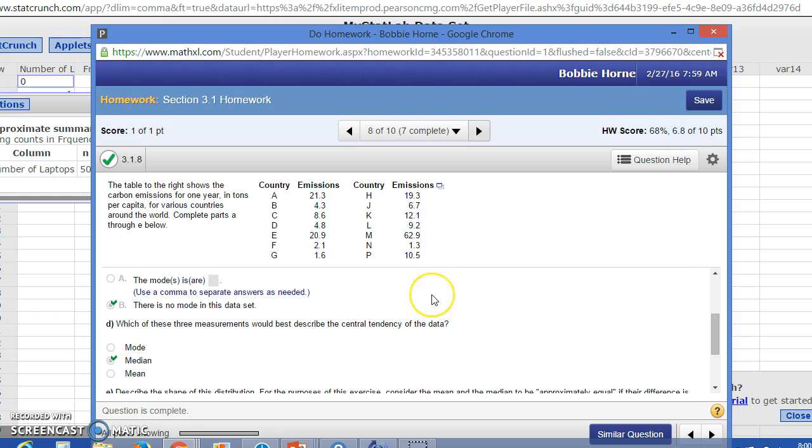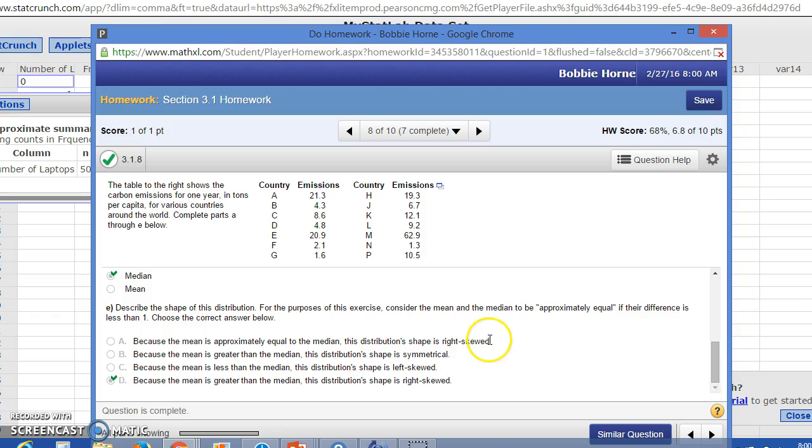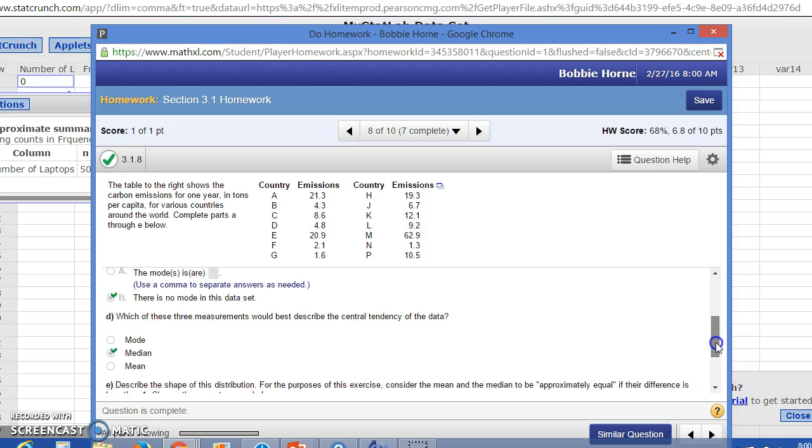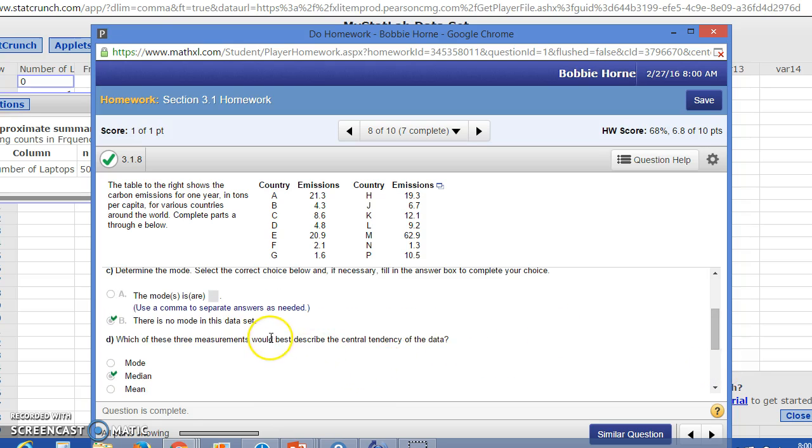So here, your average does not really show a true representation of the data. So if this happens, the median would probably be a better representation of the data. So I chose here, which of these three measurements would be best to describe the central tendency of the data? Because we have outliers, the median would be the better choice. And this is pretty much all there is in section 3.1.